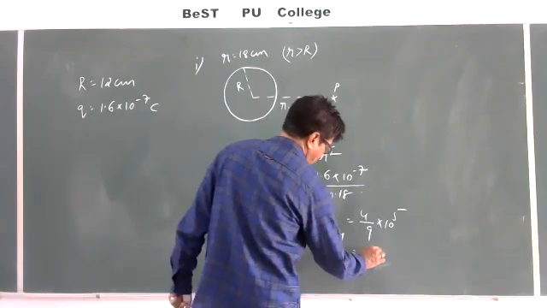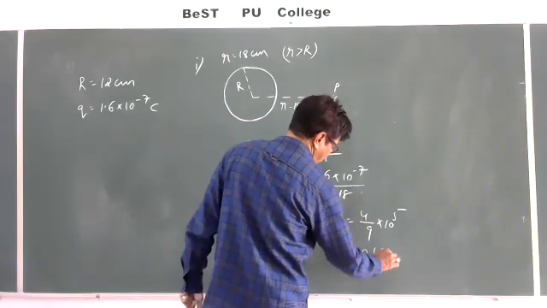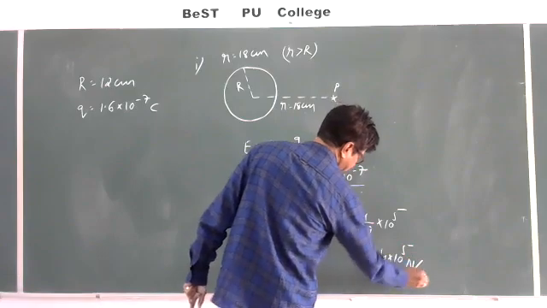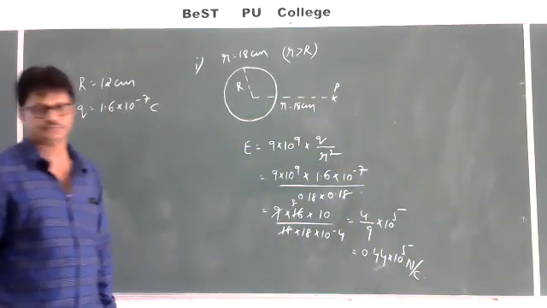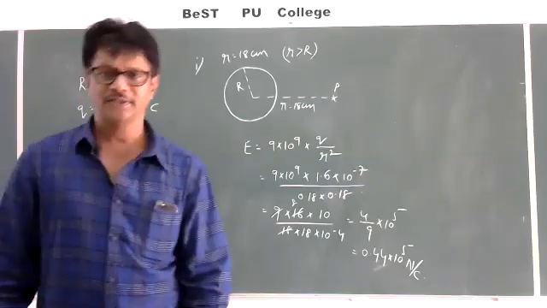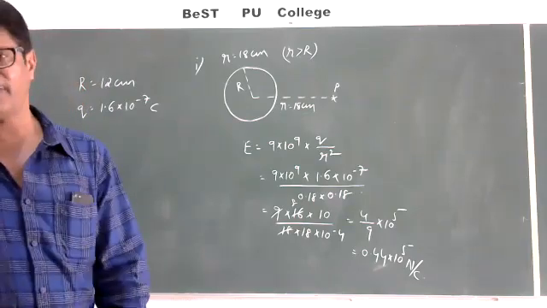0.40, 9 fours are 36, 40, 0.44 recurring is the electric field, electric intensity. So 0.44 into 10 to the power of 5.